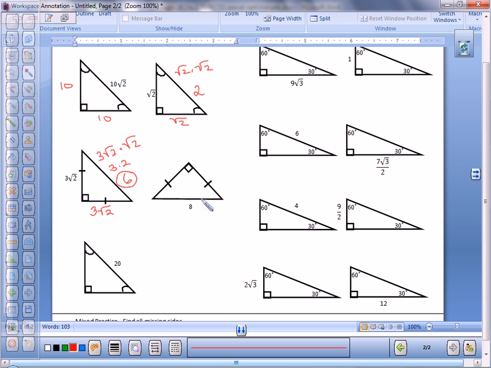Okay, now, this one, is that 8 a leg or the hypotenuse? It's the hypotenuse. So we have to go backwards and find a leg.